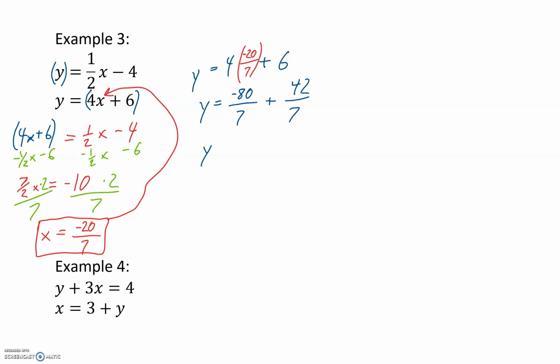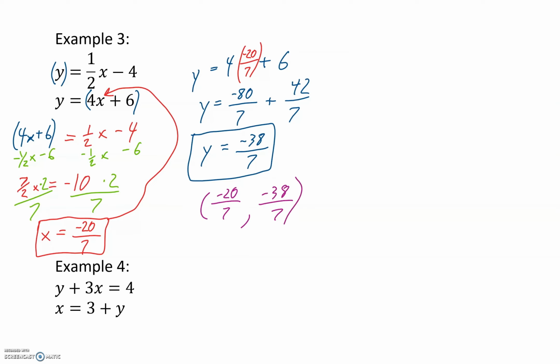And then we can simplify to negative 38 over 7. And so that is our final answer. So then to write it in point form, you'd write negative 20 over 7, comma, negative 38 over 7 in brackets.